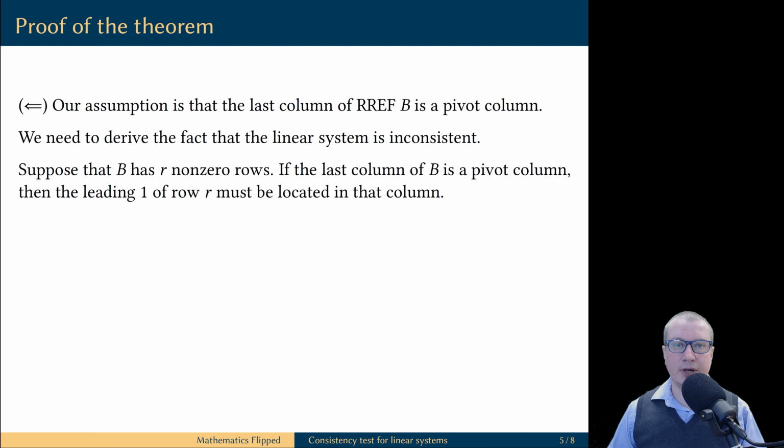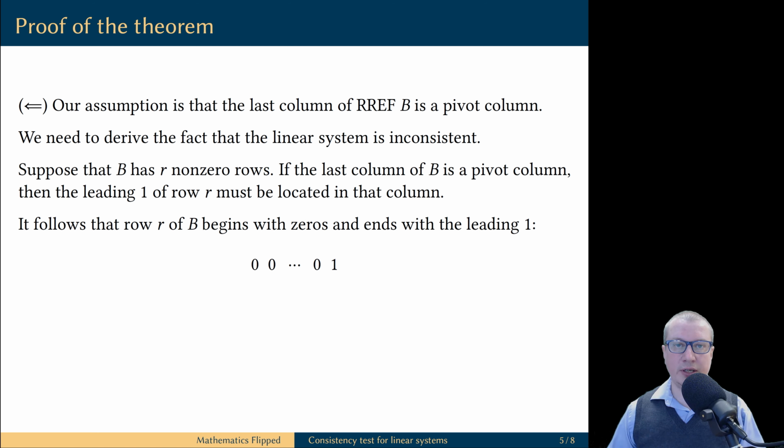Here's why. If we have R non-zero rows, it means we have R leading ones, and the leading one of row R is the last leading one in the reduced row echelon form matrix. But we also know, as we go down the rows of the reduced row echelon form, the leading ones must be located further to the right. This means the last leading one must be located in the rightmost pivot column. But if the last column of B is a pivot column, it is the rightmost pivot column, and therefore the leading one in the last non-zero row must be located in the last column of the matrix B.